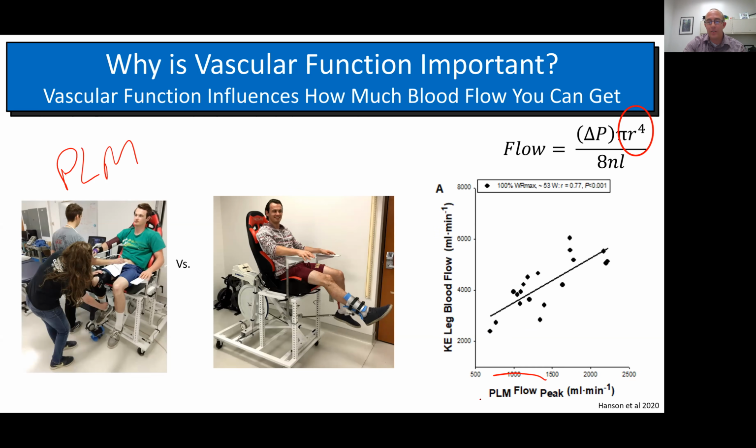And your vascular function, that's represented here by PLM flow peak. So how healthy your arteries are is highly related to how much blood flow you can get, right? So if you have a lot of arteries around that can dilate really well, you're messing with that R to the 4th power, which means you can get really high blood flow. So good vascular function is predictive of having really high blood flow. And if you have high blood flow, that means you're delivering lots of oxygen to the muscle, and you can have a high VO2 and high exercise capacity, right? So vascular function has an impact on your exercise capacity as well.